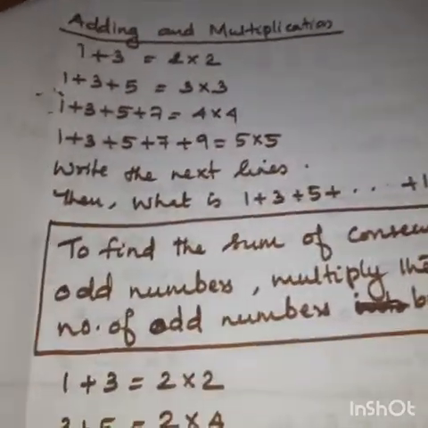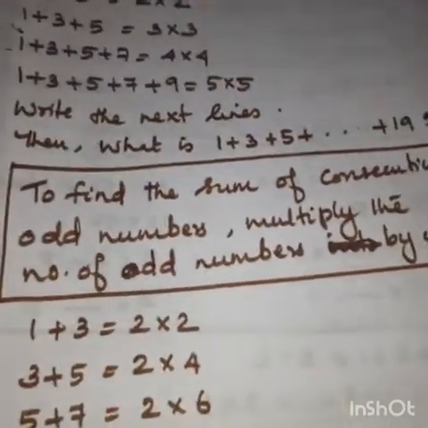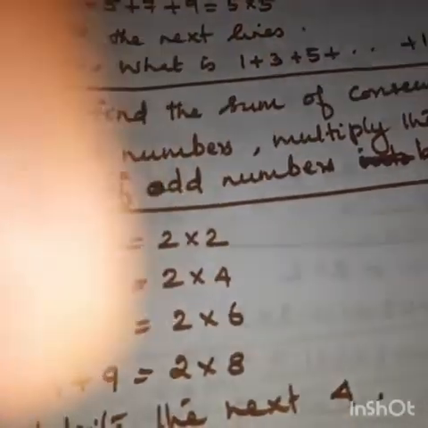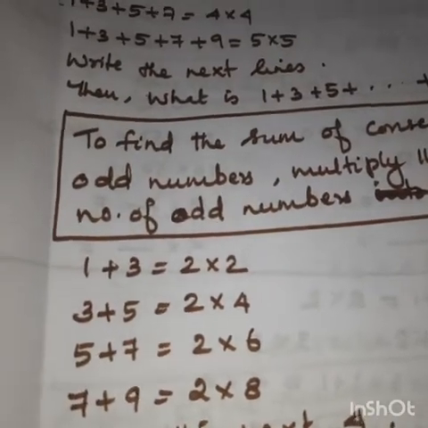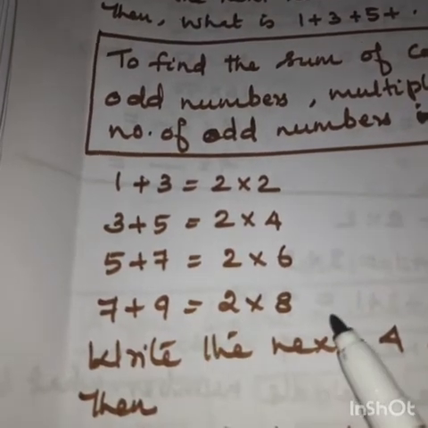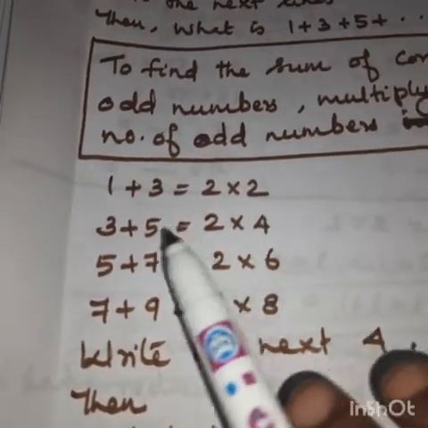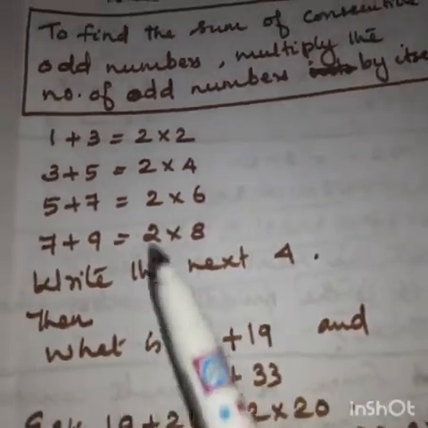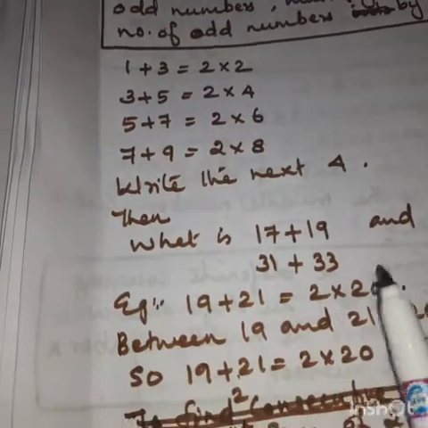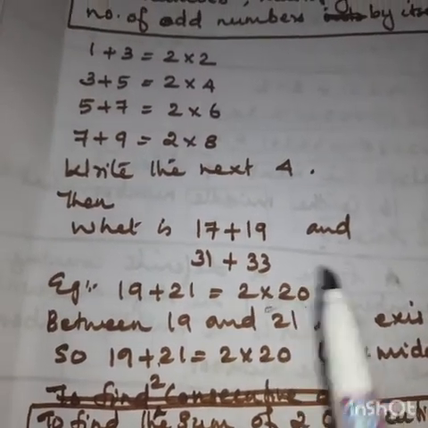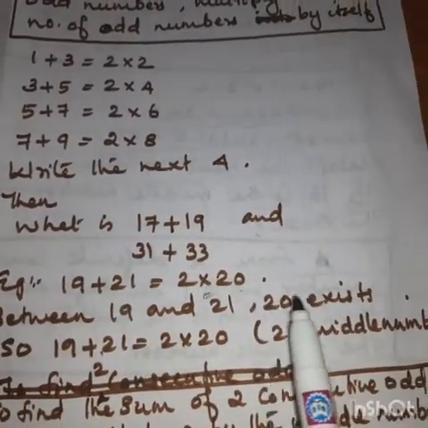Next, 1 plus 3 is equal to 2 into 2. 3 plus 5 is equal to 2 into 4. Then 5 plus 7 is equal to 2 into 6. And 7 plus 9 is equal to 2 into 8. These are consecutive 2 odd numbers. Write the next 4 lines. Then what is 17 plus 19 and 31 plus 33? Here is an example, 19 plus 21. We write the product answer as 2 into 20. Between 19 and 21, 20 is in the middle.